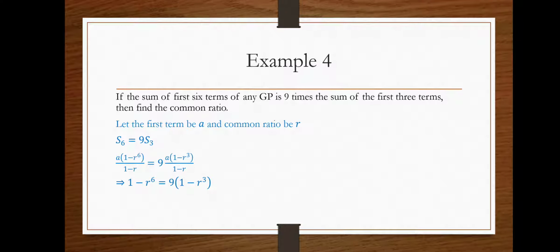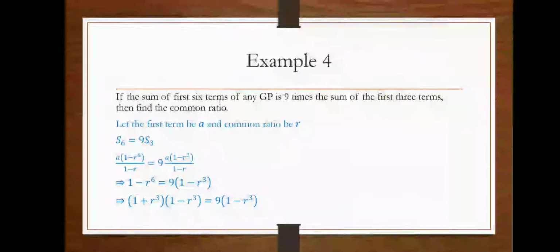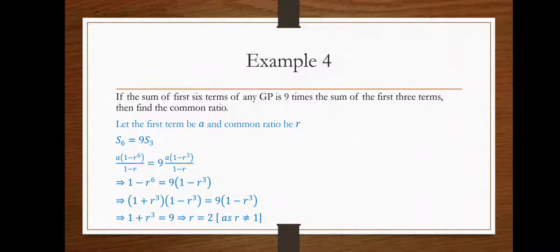Now 1 minus R to the power 6 can be written as 1 plus R cube into 1 minus R cube. Now once again you see you can cancel this one and this one out. Why? For the same reason that R can't be equal to 1. So therefore all you are left with is 1 plus R cube equals 9, and that gives you R cube equals 8. So R is 2. Fine. So that is our answer.